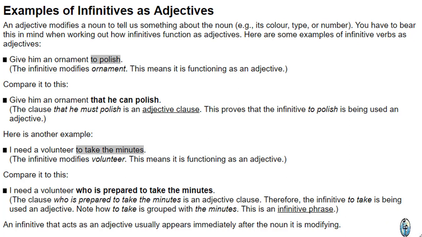Note how to take is grouped with the minutes. This is an infinitive phrase. An infinitive that acts as an adjective usually appears immediately after the noun it is modifying.